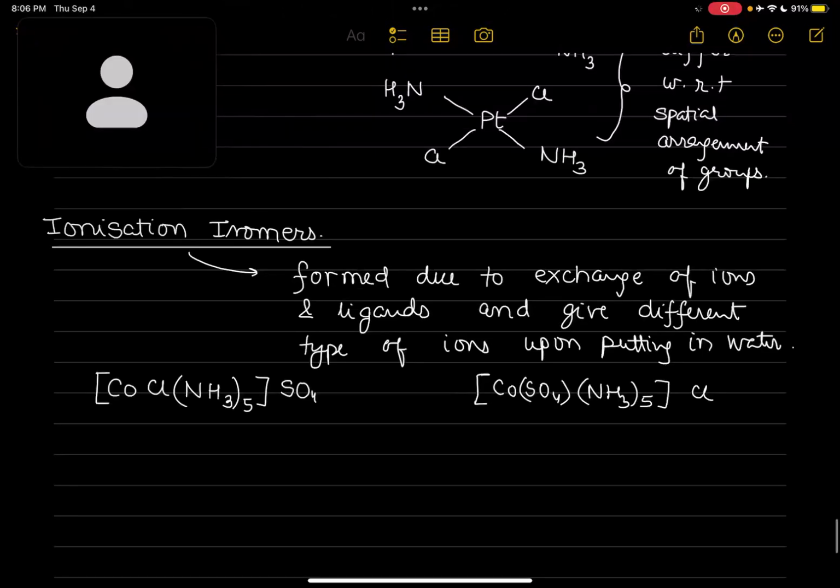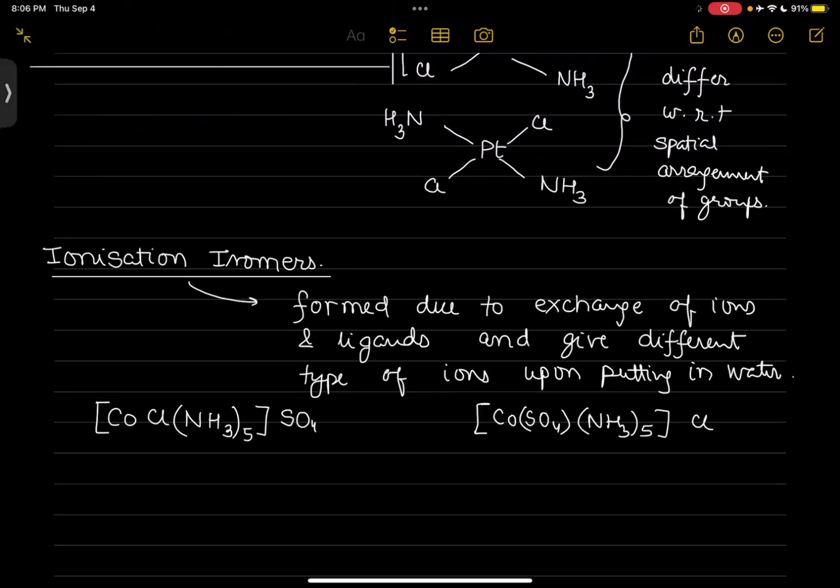We were about to start ionization isomers. Ionization isomers, as the name indicates, have the same formula, but they give different ions when put into water or aqueous medium, or different ions upon ionization. That is called ionization.